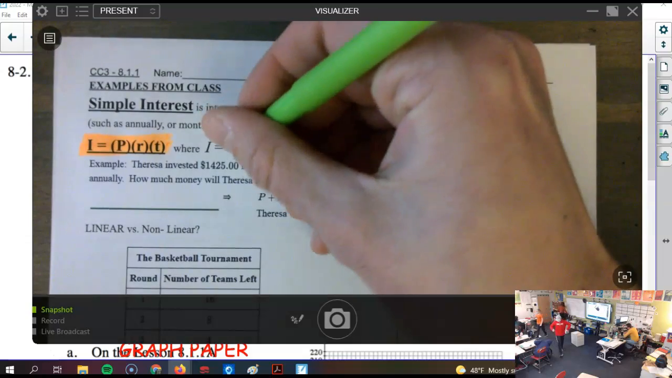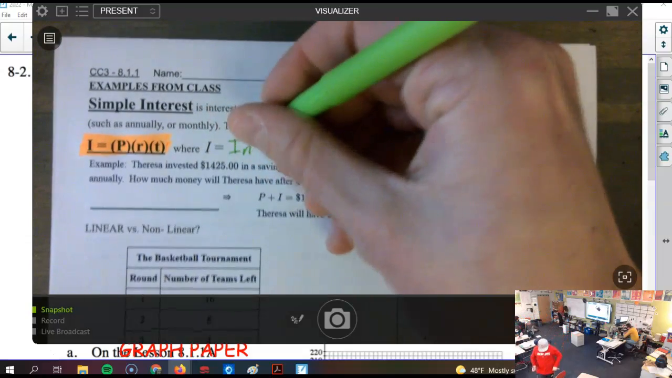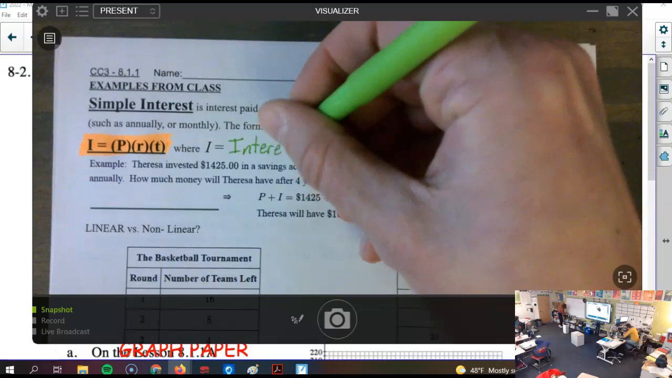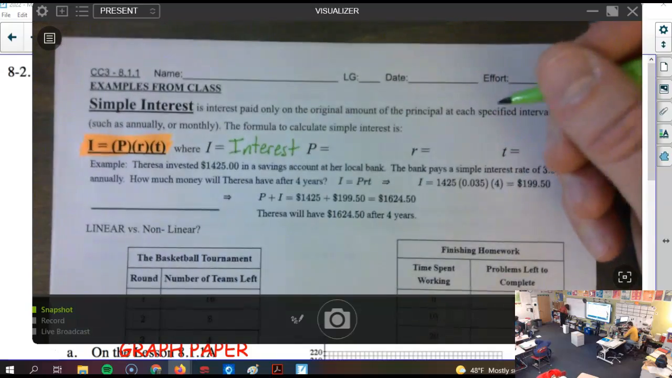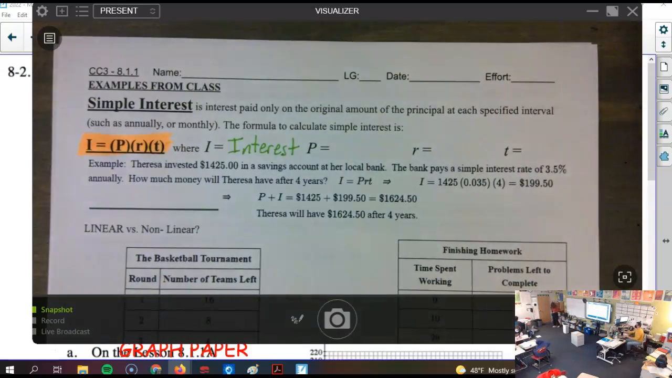I stands for interest. And interest is money made off money.